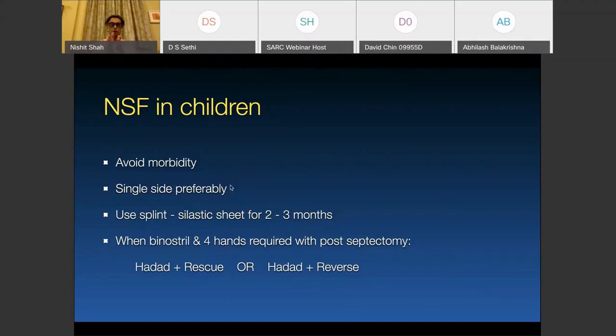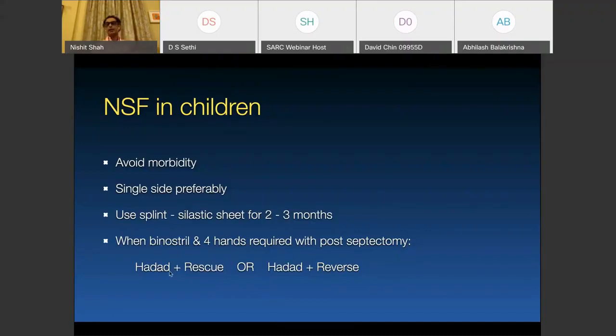If you do this, then you can put a splint, and we've been using silastic sheets, which we keep for anything from 2 to even 4 or 5 months, and it heals beautifully under it. If, however, you need a binostril approach, which you'll often need when you're doing transsphenoidal work, especially things like craniopharyngiomas, which require an extended approach, and you will then need a two-surgeon, four-hand approach with a posterior septectomy, you have two options.